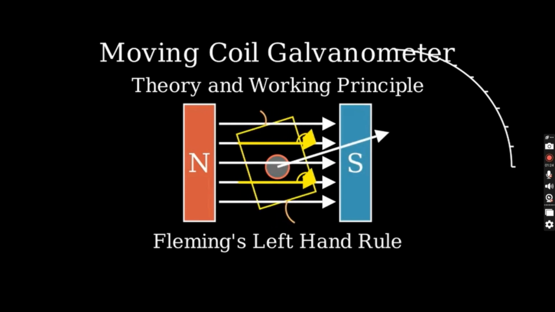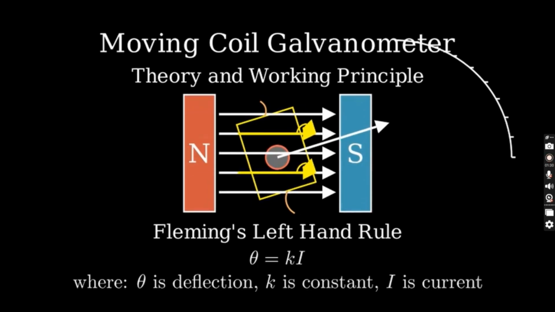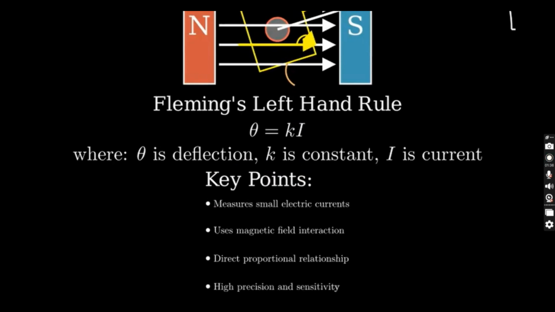The deflection angle theta is directly proportional to the current I flowing through the coil. This relationship can be expressed as theta equals K I, where K is the galvanometer constant. In conclusion, the moving coil galvanometer is a precise instrument that uses the interaction between magnetic fields to measure electric current. Its sensitivity and accuracy make it an essential tool in electrical measurements and calibration.